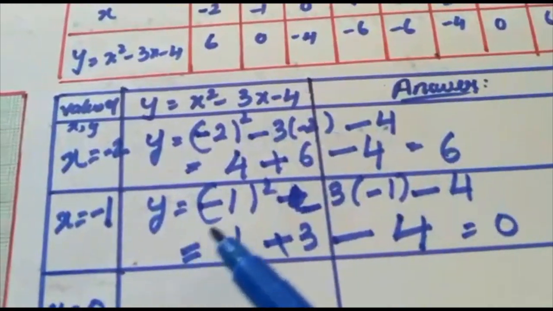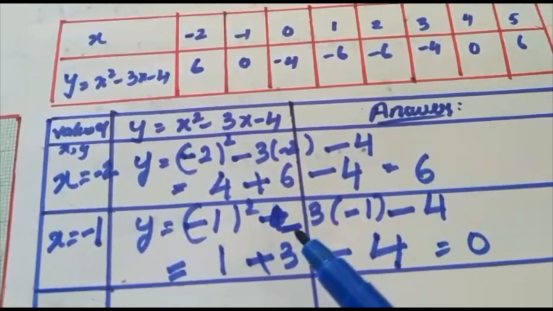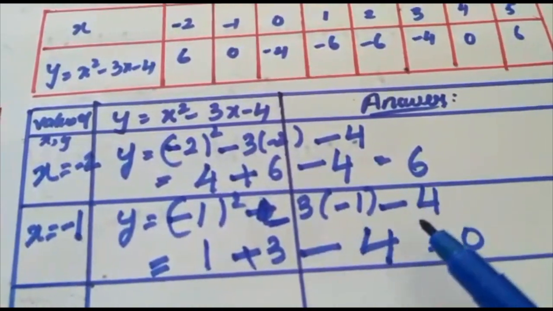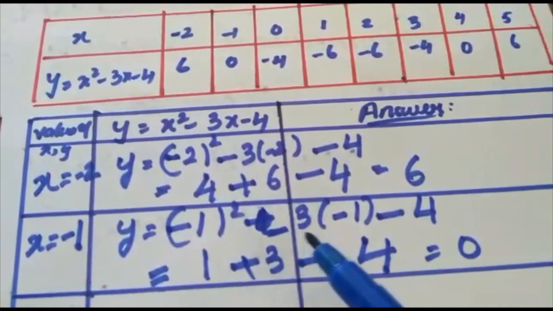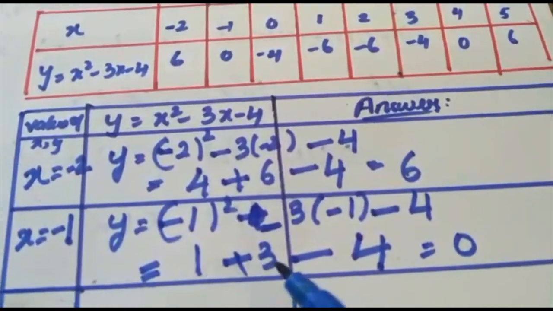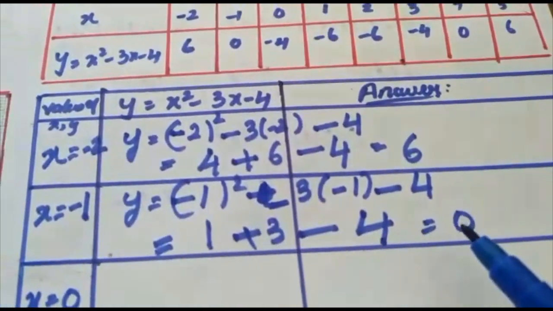Second value is minus 1. So minus 1 whole square minus 3 into minus 1 minus 4. Minus 1 whole square will be 1. Here minus into minus will become plus. 3 plus 1 is 4. 4 minus 4 is 0.